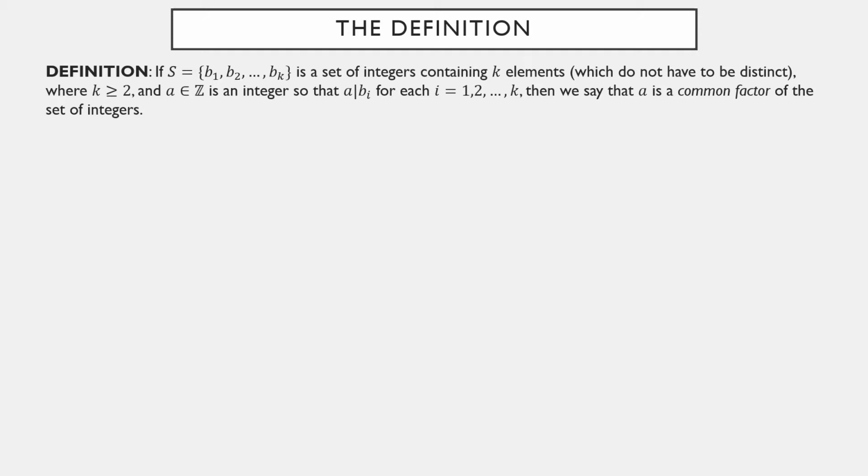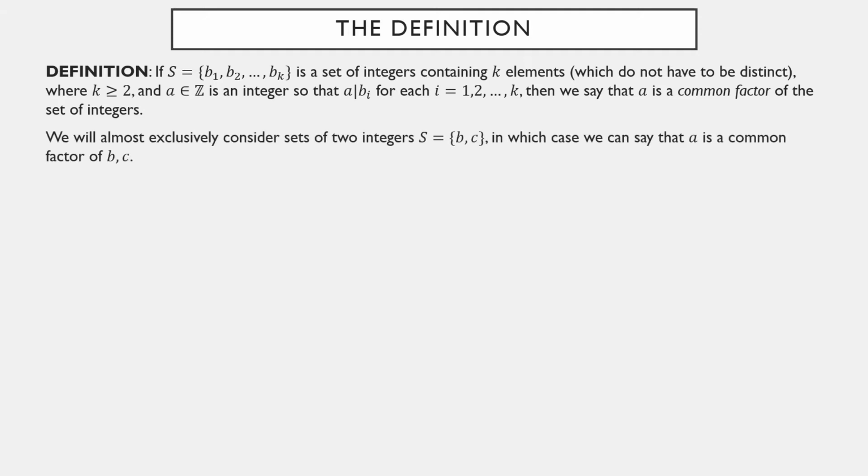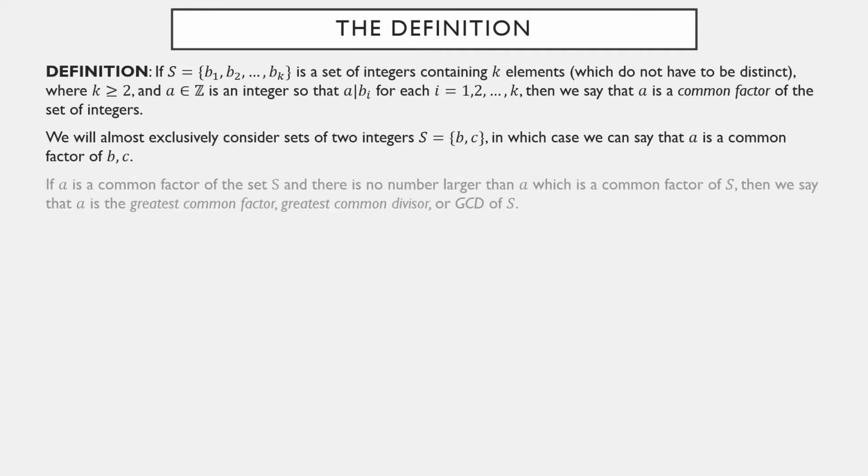And a is another integer that is a factor of all of them. So if I have one number a, which is a factor of everything in a set S, then I say that a is a common factor of that set. It's a pretty straightforward definition. Almost always we'll only be considering sets of 2 integers, in which case we would just say that a is a common factor of the 2 integers, and in this case we've called them b and c.